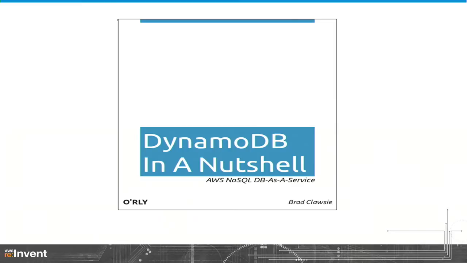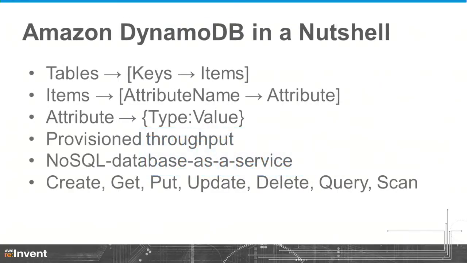This will not be DynamoDB even in a nutshell. It will be DynamoDB in a peapod. Here's the one slide where I'm going to go over it for you. DynamoDB, in case anyone isn't familiar with it yet, is a NoSQL database as a service with provisioned throughput. The model's simple. Tables map to keys, which map to items. Items map to attribute names, map to attributes. Attributes are type value pairs. The operations are the standard CRUD type operations.